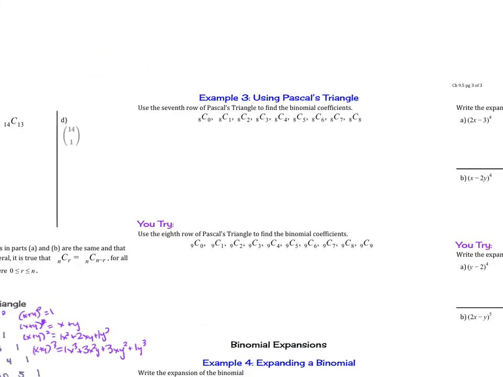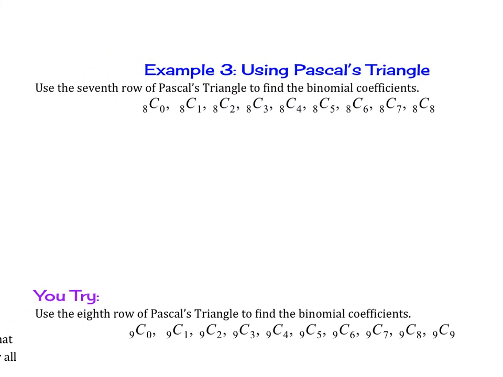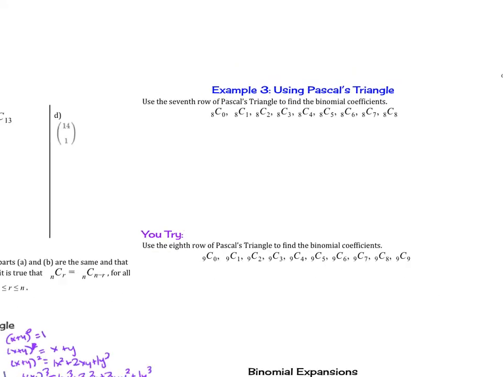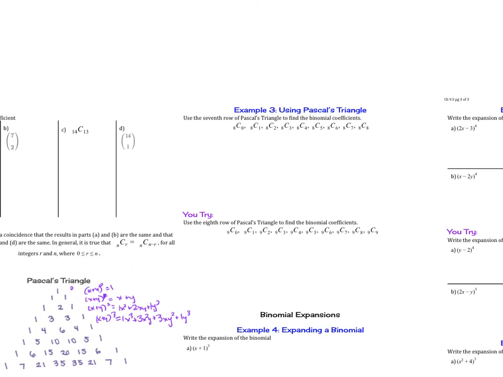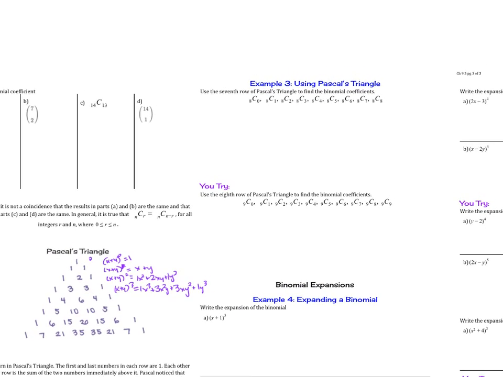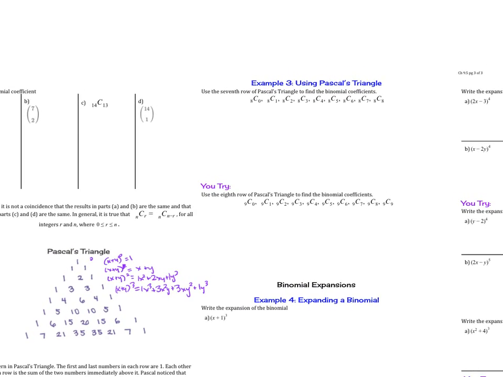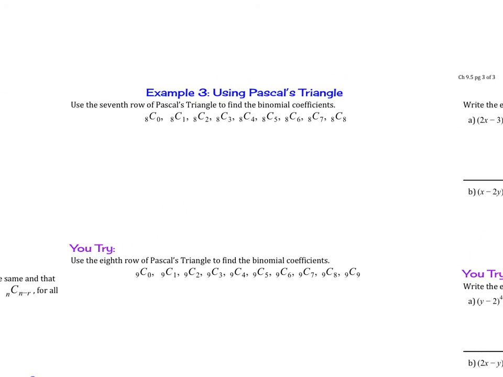So let's try using Pascal's triangle. Use the 7th row of Pascal's triangle to find the binomial coefficients. So we're going to use the 7th row, and then we're going to try to find this 8th row here. So in writing the 7th row, let's write 1, 7. So if we're looking at that sheet, we have 1, 7, 21, 35, 35, 21, 7, and 1.